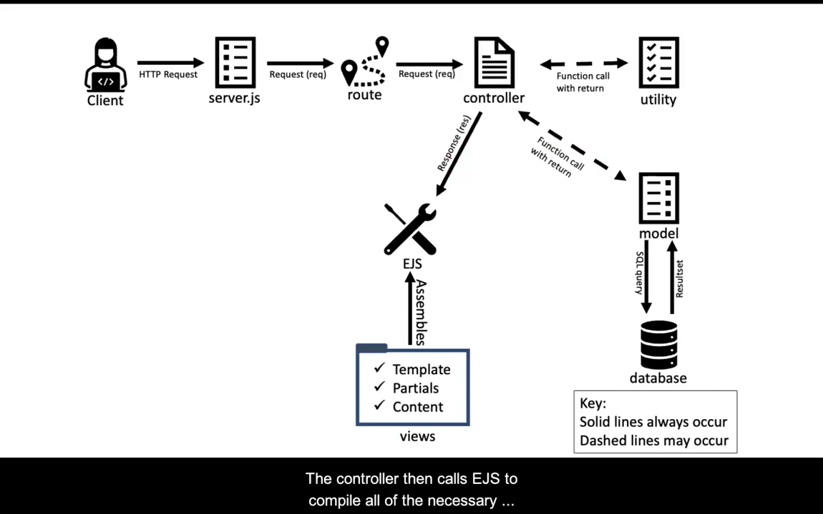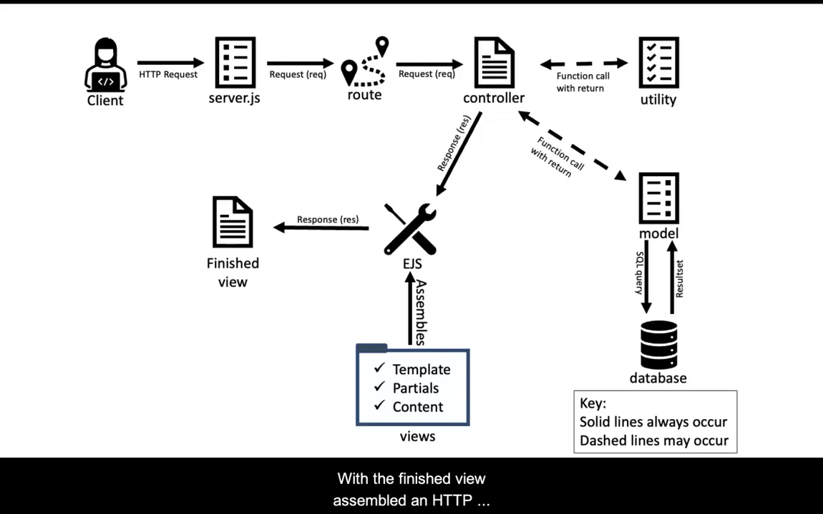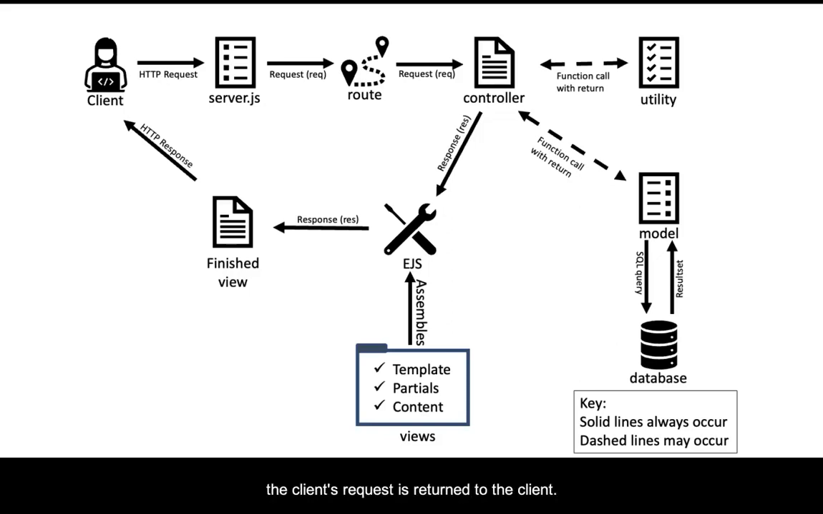The controller then calls EJS to compile all of the necessary components to build the view. This will include a template, partials, and the content. With the finished view assembled, an HTTP response is triggered. The finished view, representing the fulfillment of the client's request, is returned to the client.